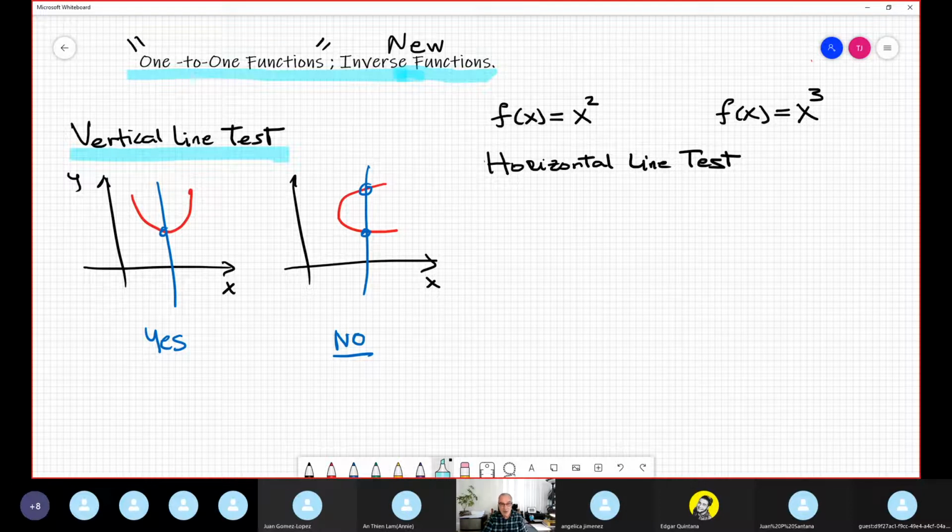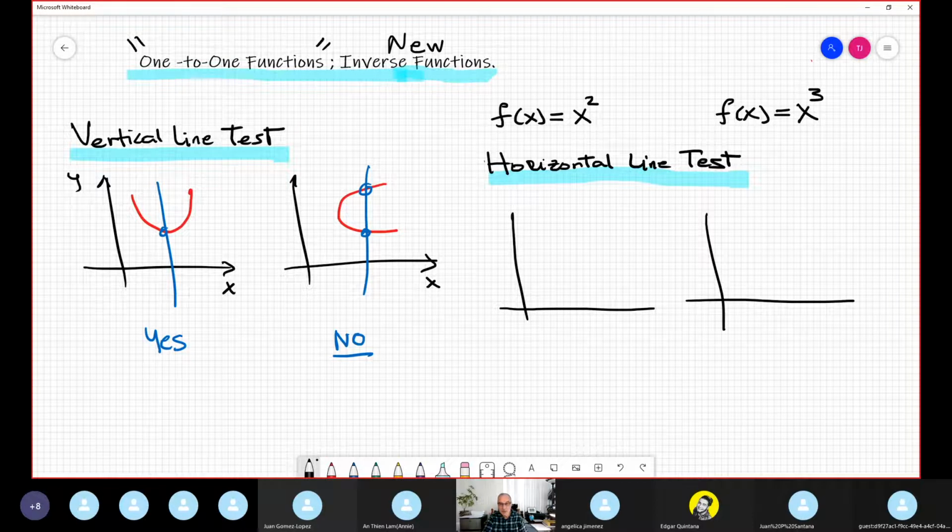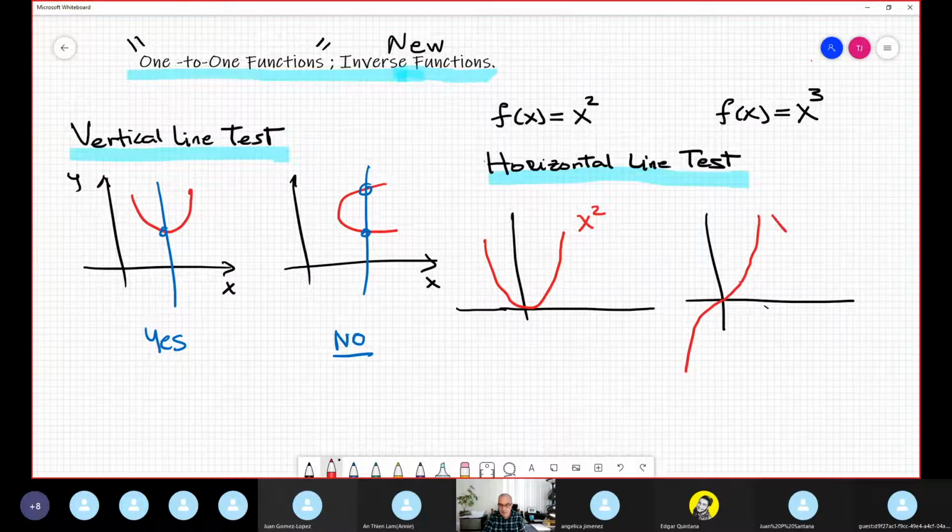Now the horizontal line test is similar, but in this case more sophisticated, because we determine if my function is one-to-one or no. In other words, if it is one-to-one, immediately you understand that it is invertible. Suppose x squared. X squared is a parabola, you know. Parabola like that. Look. This is the function x squared. You know very well. And cubic is like that. Cubic function.